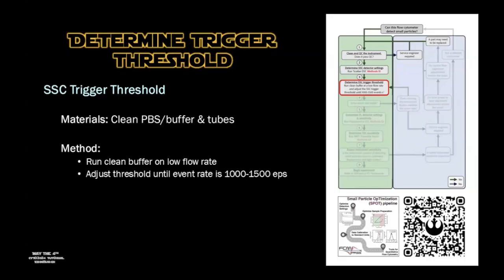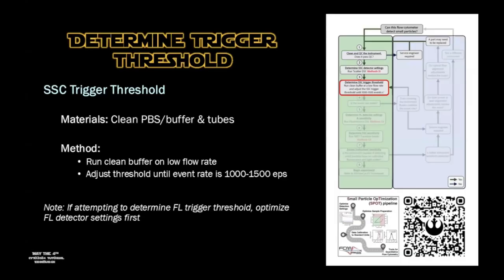Now, for most standard conventional cytometers, this is about 10 to 15 microliters per minute. You're going to adjust that threshold until the rate of events per second lies somewhere between 1,000 to 1,500 events per second, and that will be your trigger threshold on that optimal detector setting. Note that if you are attempting to determine a fluorescence trigger threshold, you will first have to optimize your fluorescence detector settings.